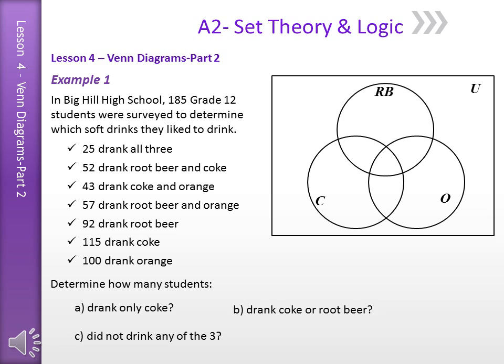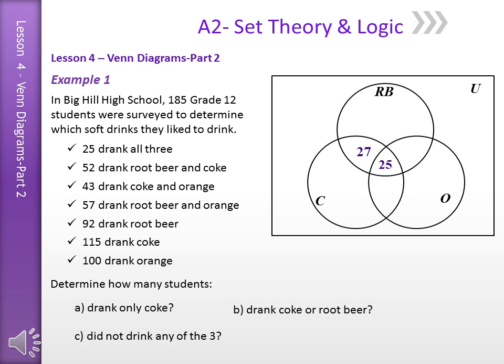Example 1. In Big Hill High School, 185 grade 12 students were surveyed to determine which soft drinks they like to drink. 25 drank all 3. So the 25 would go into the area that overlaps all 3 sets. 52 drank root beer and Coke. So in the overlap between the root beer set and the Coke set, we need a total of 52. We already have 25 in the center, so we need 27 to make up the 52.